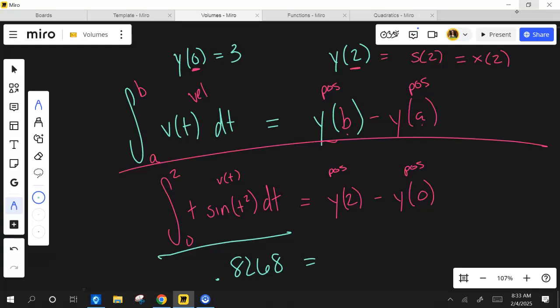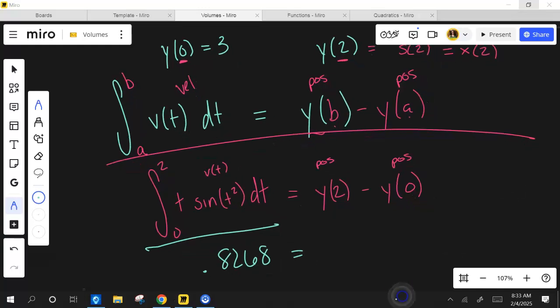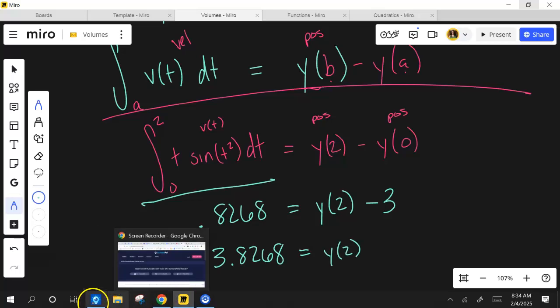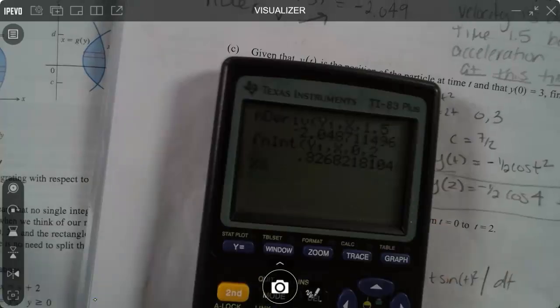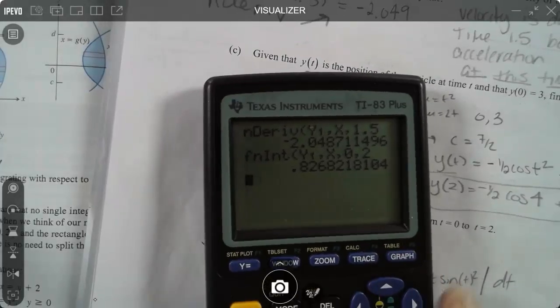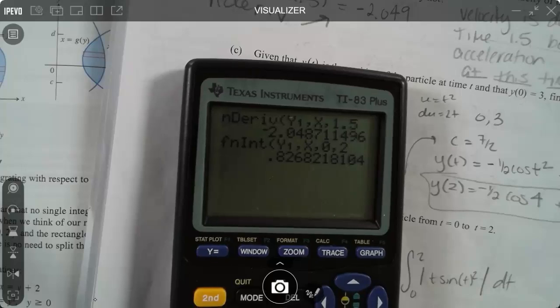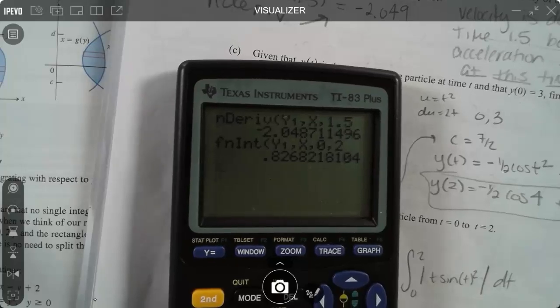Do I know y of 2? No, that's what they asked me to find, right? But I do know y of 0. What is it? 3. They gave me that initially. So what is y of 2? 3.826. I didn't find the exact answer. I put -1/2 cosine 4 plus 7 over 2. But it equals the same. It should equal the same thing.